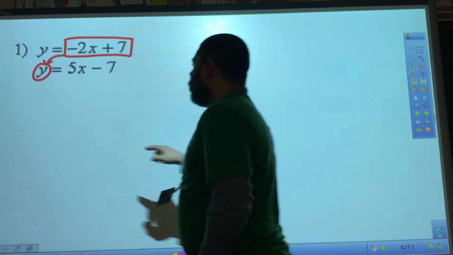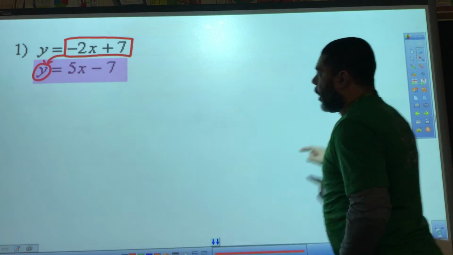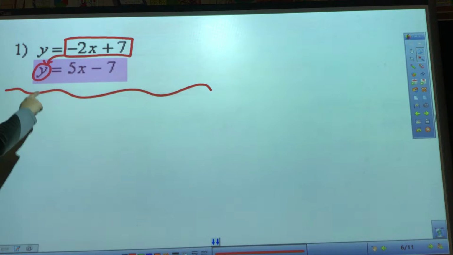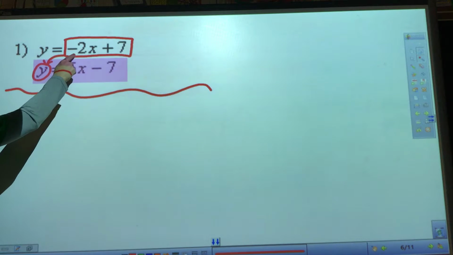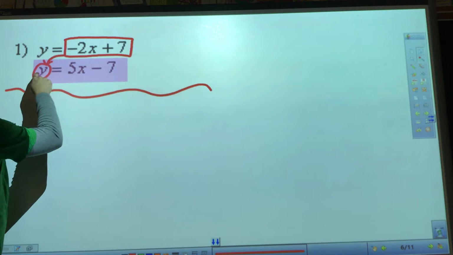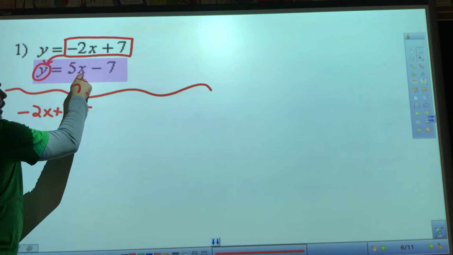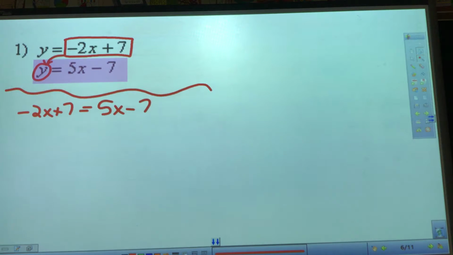Then I'm going to use the second one to help me build a new equation that I'm going to be able to solve. So instead of writing y equals 5x minus 7, I'm going to write negative 2x plus 7 in this place. So I go negative 2x plus 7 equals 5x minus 7. And notice now I have an equation with only x's in it.